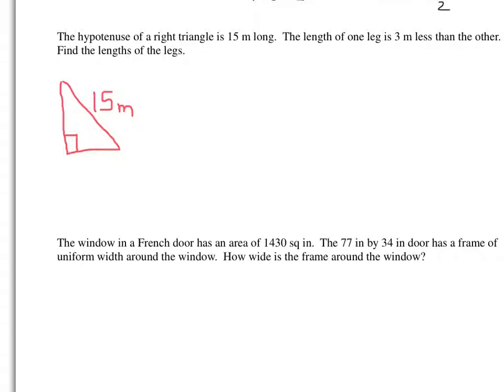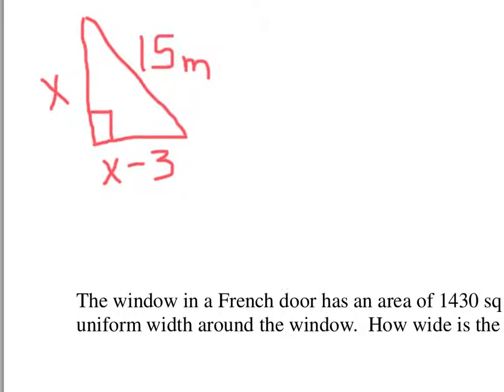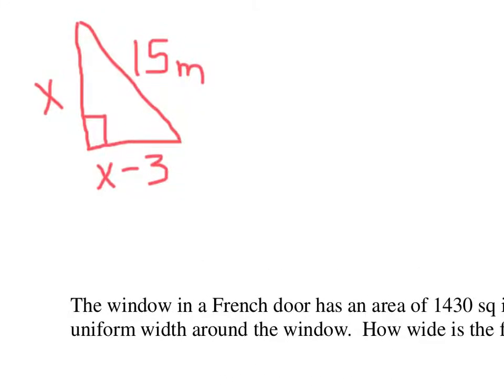So the legs are the other two sides. If this one is x, then the other one is 3 meters less, so it is x minus 3. So find the lengths of the legs. So what is the relationship between the three sides of a right triangle? A squared plus b squared equals c squared. In this triangle, c is the hypotenuse. It's the longest side. It's 15, so we'll call that c.